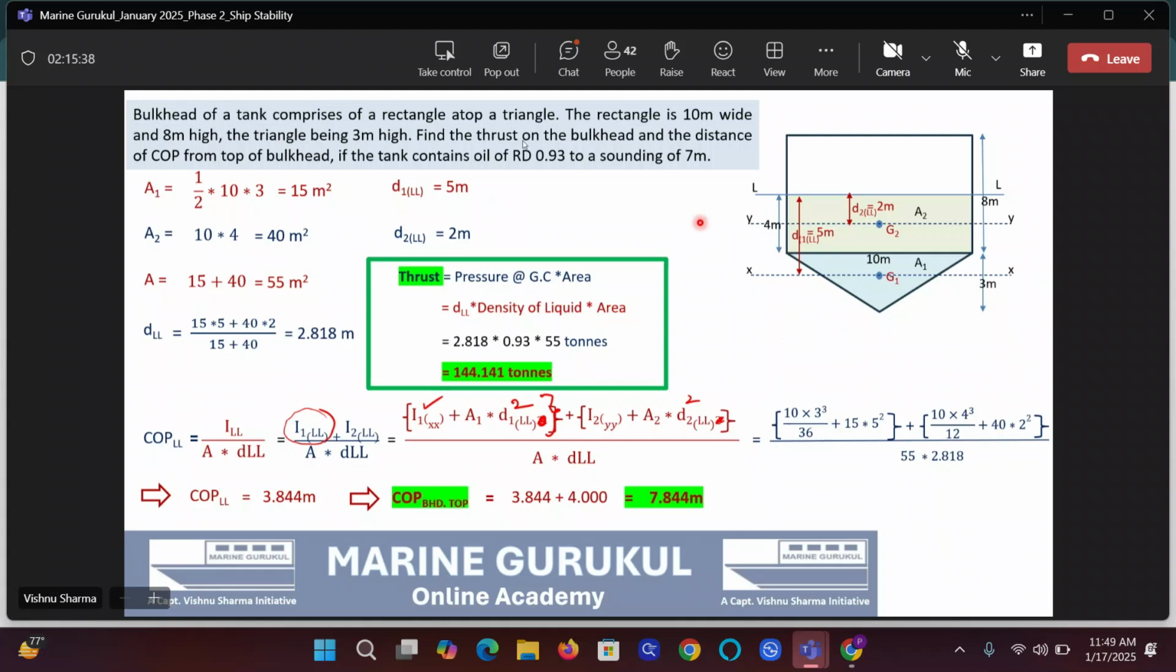I don't know, somebody was giving a wrong answer. Were you giving COPLL or COP from the bulkhead top, beta? That was my mistake. It's 7.8. So the diagram is what is going to be handy, guys. Without a diagram, if you plunge into questions, you'll mess it up somewhere.